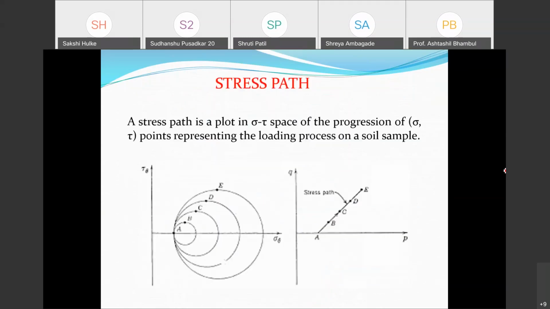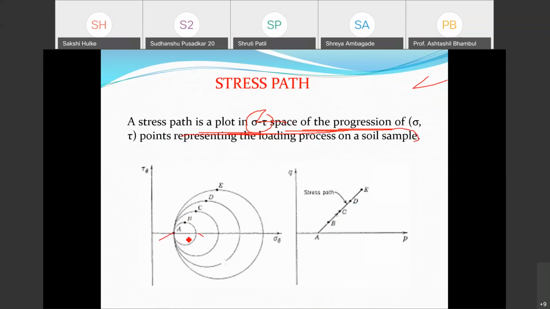There is one point that is called a stress path. How your stresses are increasing and what is the path followed by that particular stress is called a stress path. A stress path is a plot between sigma and tau. Sigma is on the x-axis and tau is on the y-axis with the progression of the points representing the loading process of the soil sample. Okay, so suppose this is sigma 3 and this is sigma 1.